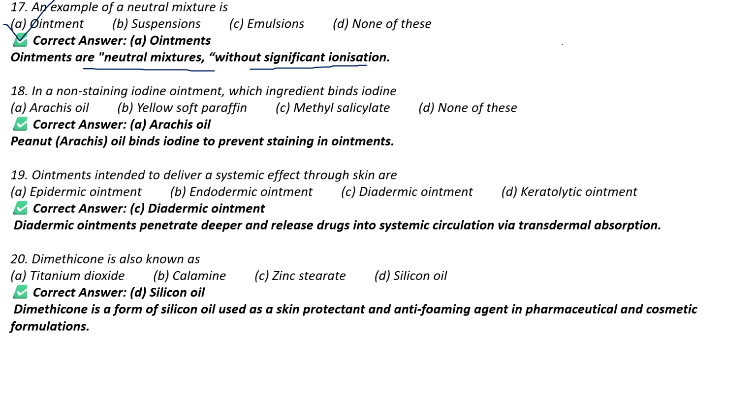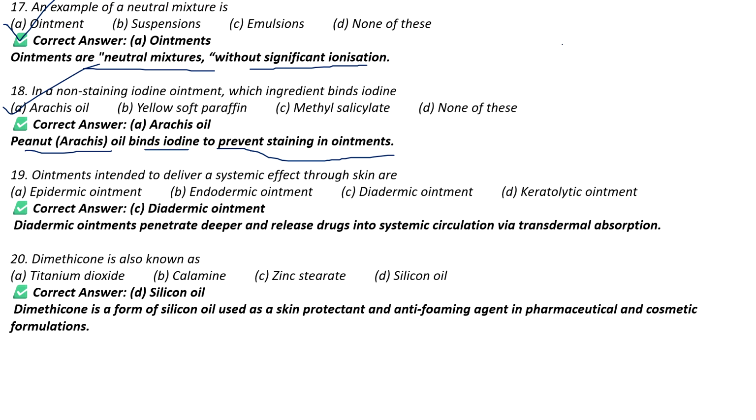Moving on to the next question, in a non-staining iodine ointment, which ingredient binds with iodine? And the options are arachis oil, yellow soft paraffin, methyl salicylate, none of these. So peanut, that is arachis oil, basically binds with iodine to prevent the staining in the ointment. So we can say option A, that is arachis oil, is the correct answer for this question.